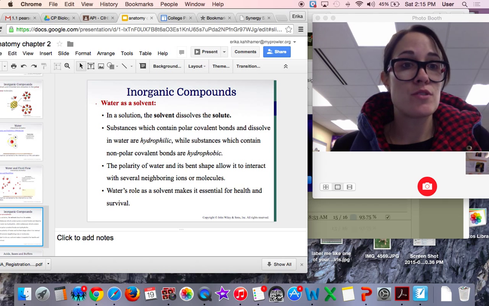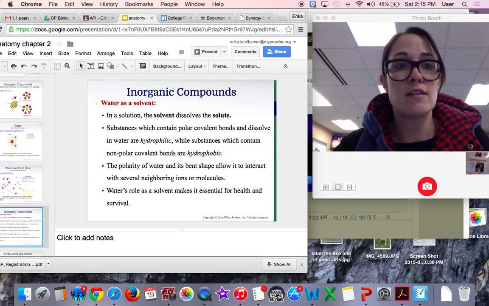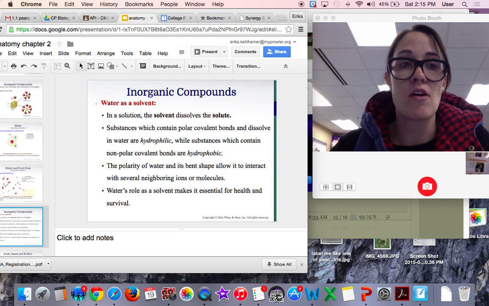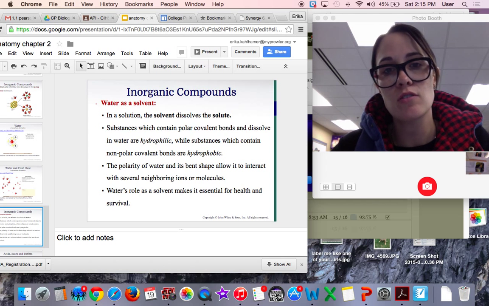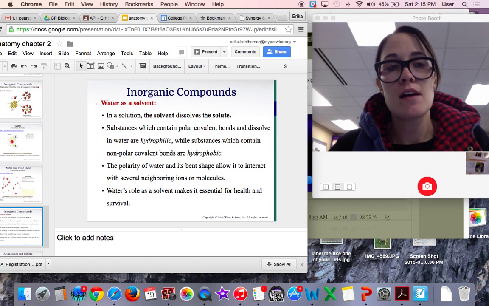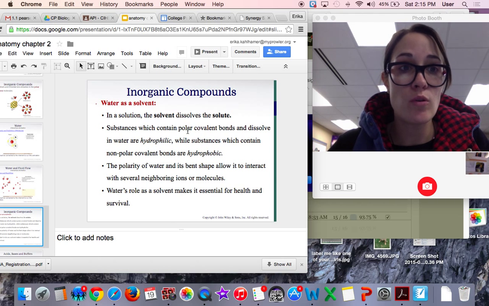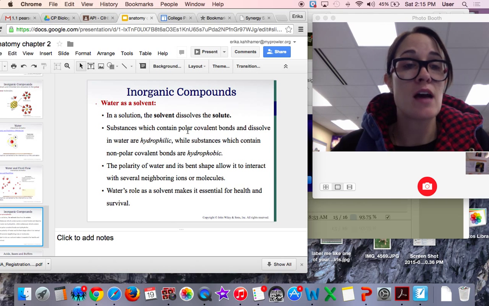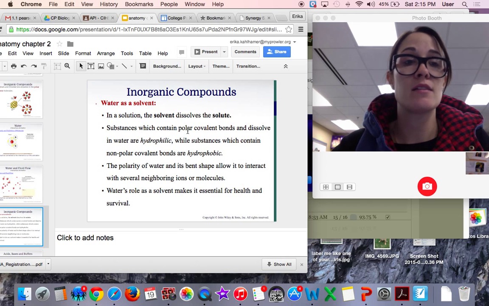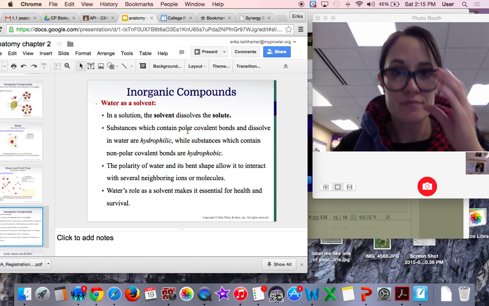Water in a solution is the solvent. It does the dissolving, and whatever is being dissolved is the solute. So in that last example, salt would be the solute. Substances that contain mostly polar covalent bonds are known as hydrophilic, meaning they dissolve well in water, they like water. They mix with water well.